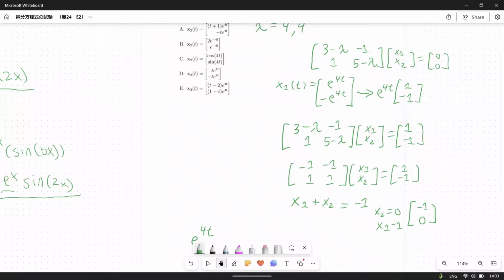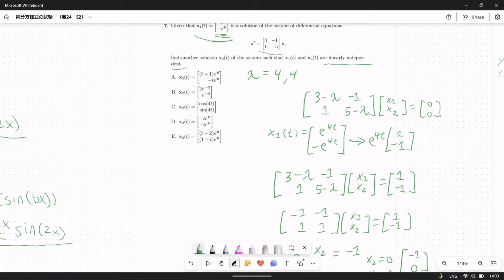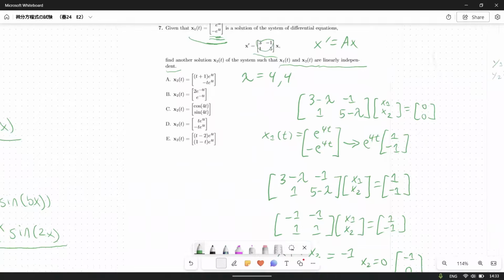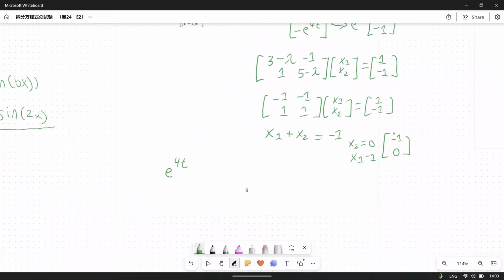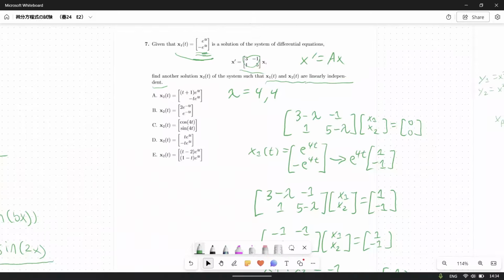The reason why is that rather than just coming up with two solutions that are linearly independent, you have to make sure that they satisfy the original system, that being x prime equals Ax, where A is this matrix. You have to satisfy this while also having linearly independent solutions. If you just attach this vector to this e term, it'll be linearly independent with the first solution, but it won't satisfy this. So there's another thing that we have to do.